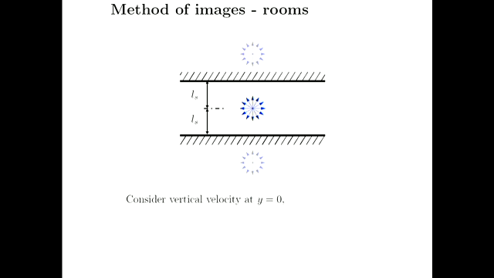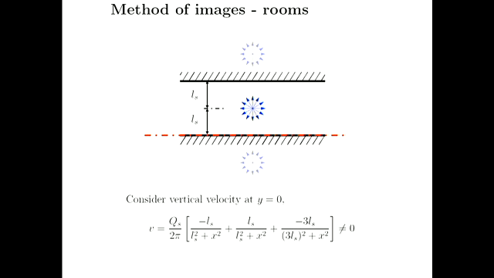But when you write out the velocity equation for that set of 3 sources, what you'd realize is that the velocity at y equals 0, which is at the bottom wall, doesn't equal 0, okay? Can anybody tell me what I've done wrong by applying the method of images in this case?